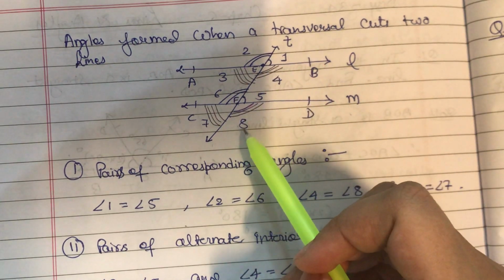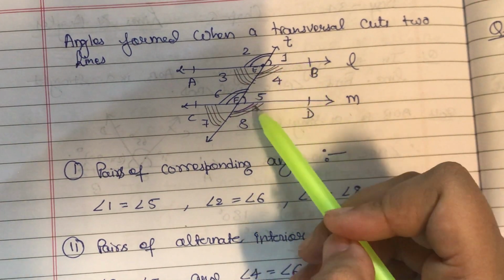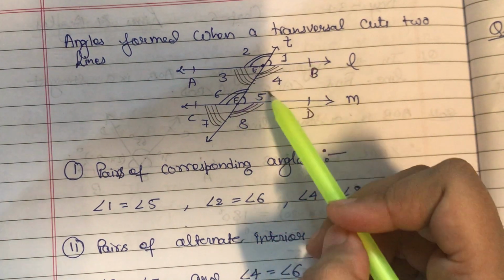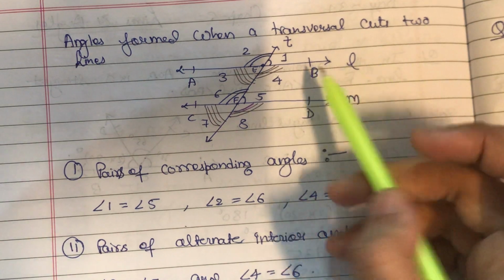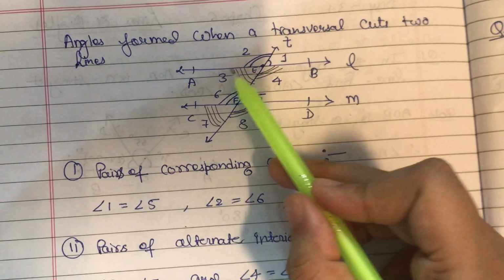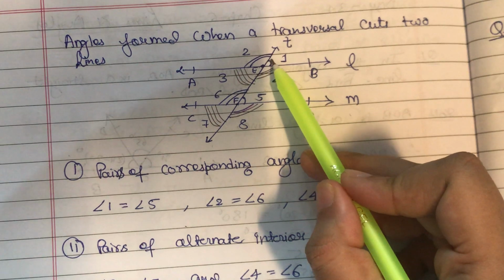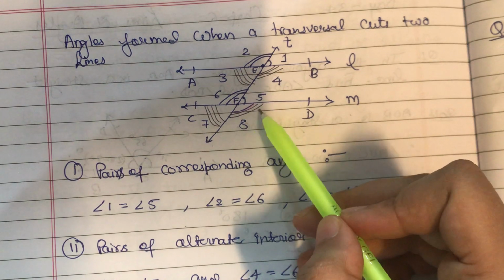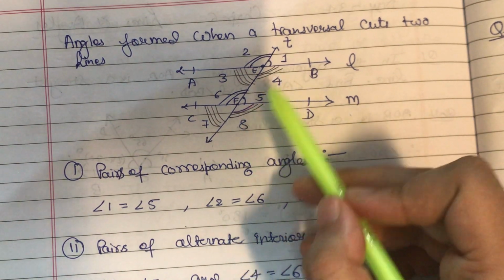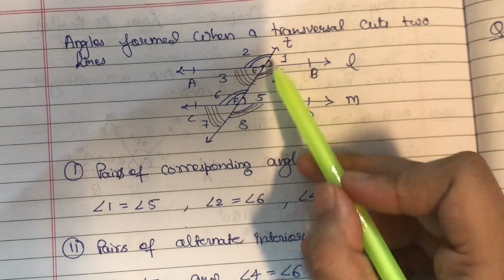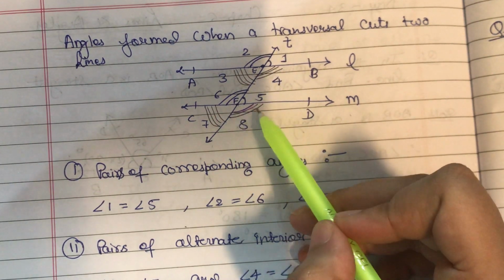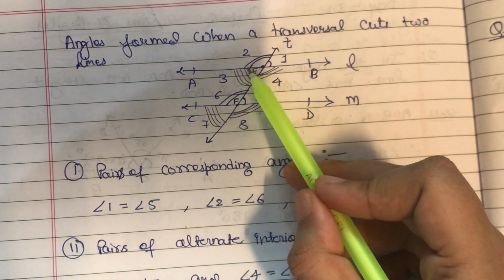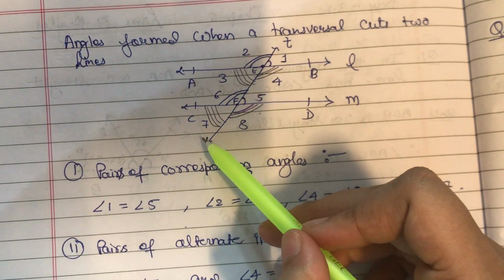As you can see, angles 1 and 5, 2 and 6 are corresponding angles. All pairs of corresponding angles are equal. So, angle 1 is equal to 5. That is the upper part of the line L, the upper part of the line M. Similarly, 4 is equal to 8. They are also corresponding angles. That is lower part and to the right hand side of the transversal. Similarly, 2 is equal to 6 and 3 is equal to 7. They are corresponding angles.